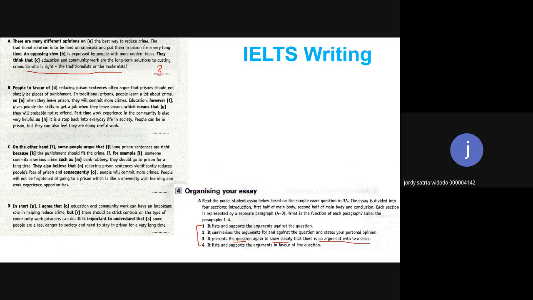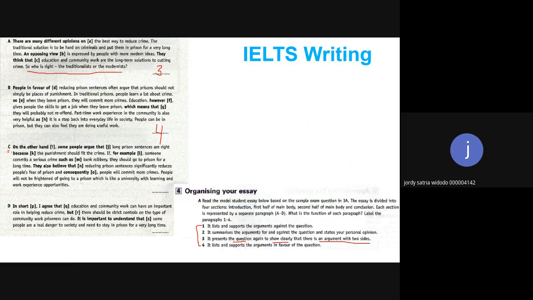Meaning, the second paragraph is talking about, yes, it's four. That's true. It's four. It leads and supports the arguments in favor of the question. So you need to list and support the argument at first, in favor of the question, since the question has been provided in the very beginning, and then we need to support it by giving lists and supports to the question. Then C, the third paragraph.